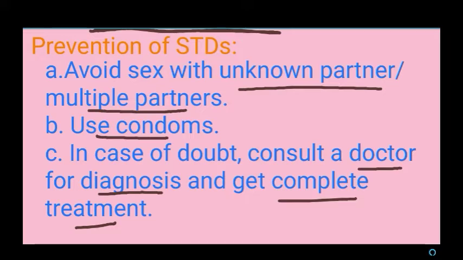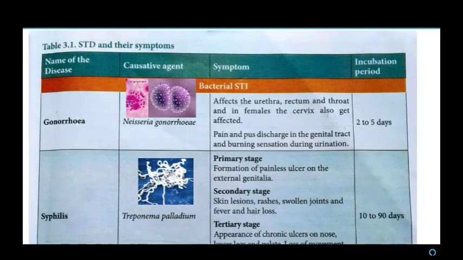Okay. So next, we already saw that STI is classified based on the causative agents. Based on that, now we are going to see the diseases caused by the causative agents, their symptoms and the incubation period. First we are going to see bacterial STI. Under bacterial STI, first we are going to learn about gonorrhea.